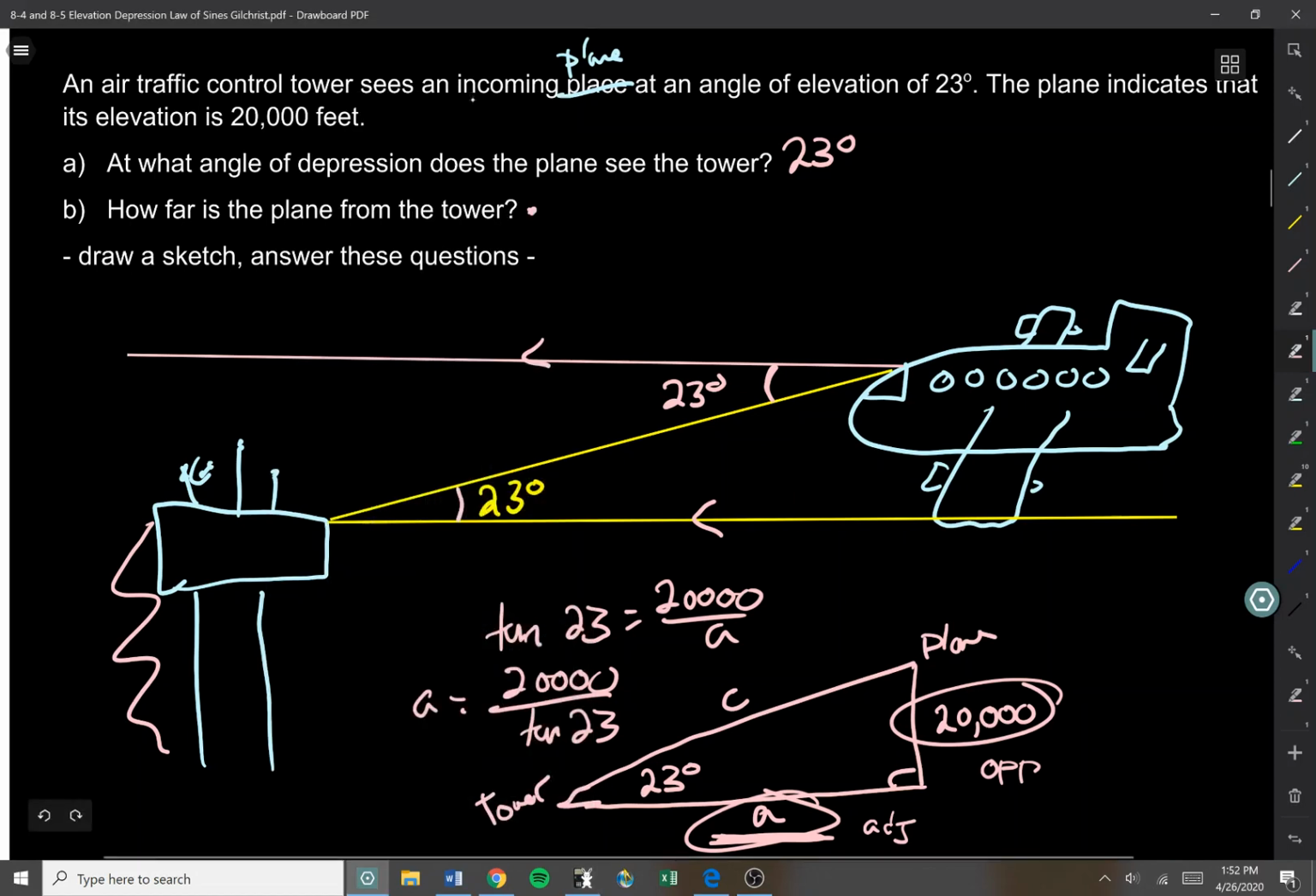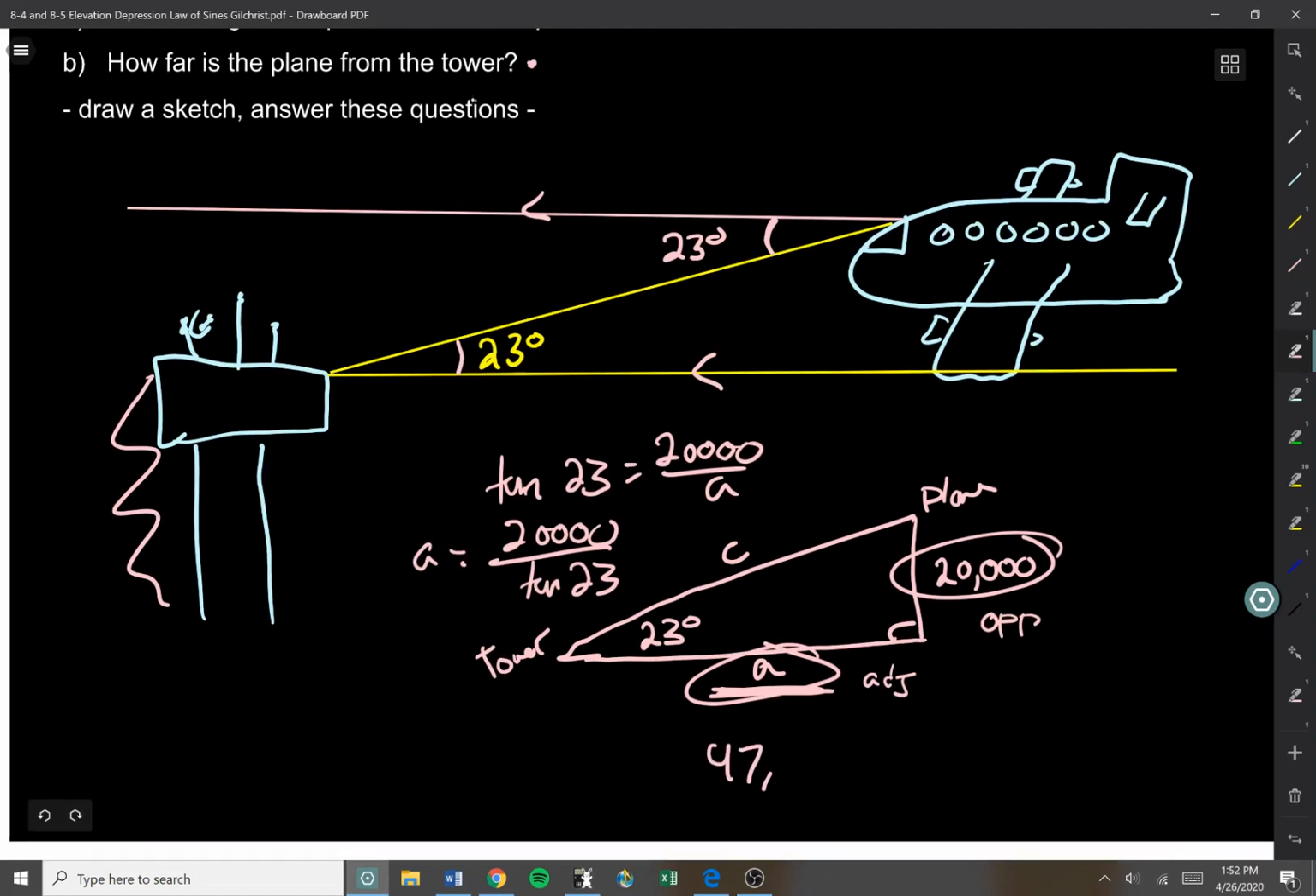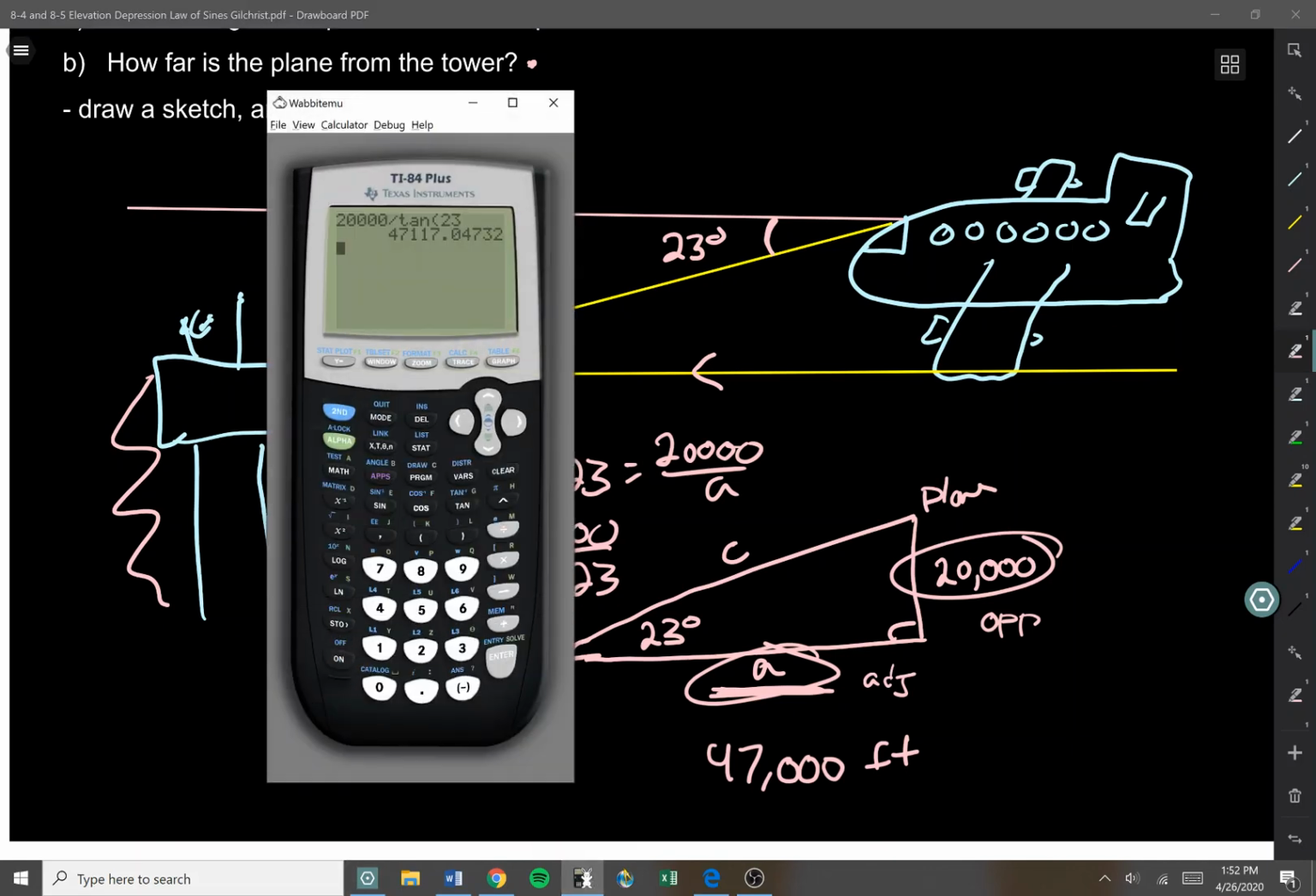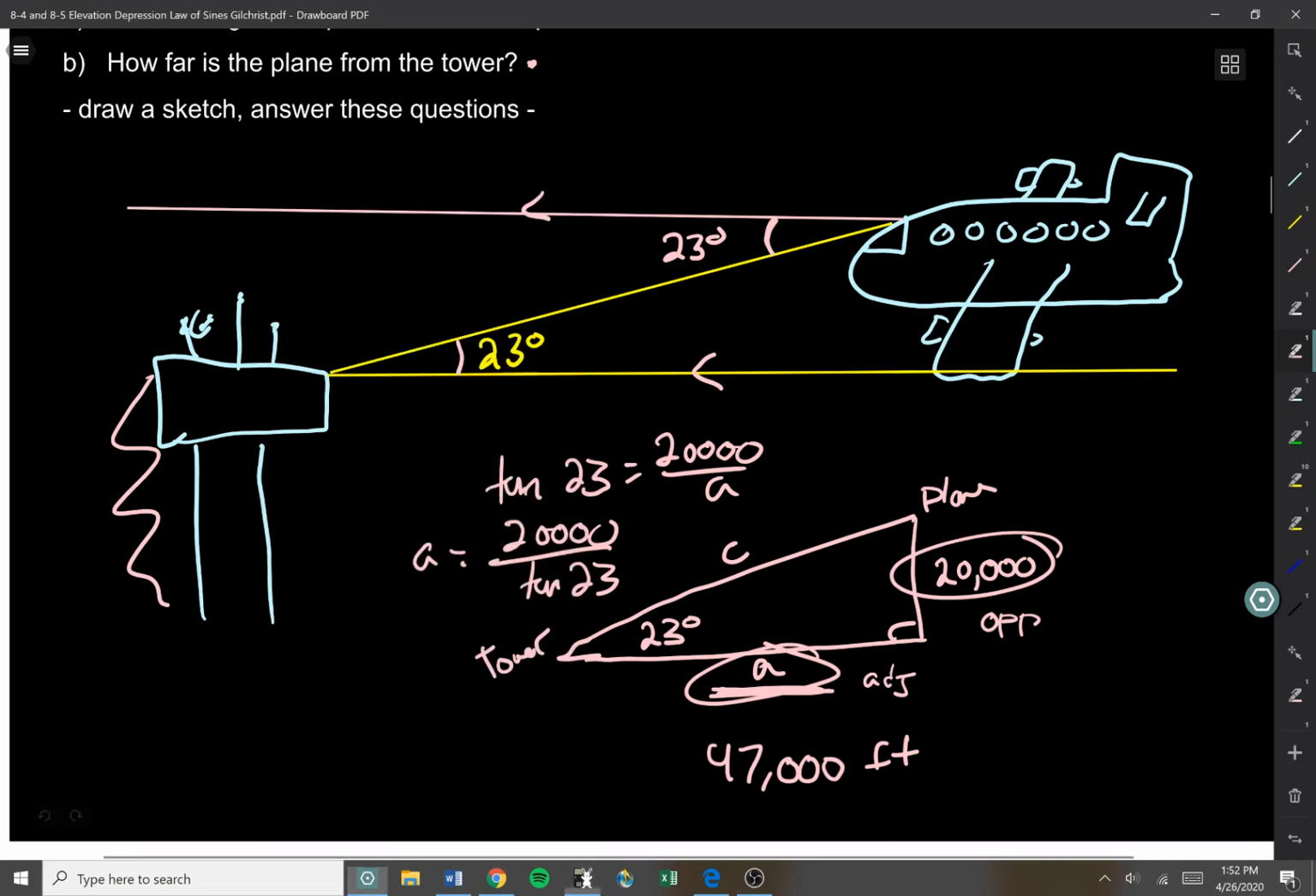$47,000 feet. That's a kind of silly way to represent that, though. So let's divide that by 5,280, because that's how many feet are in a mile. And it's 8.9 miles. So it's going to be there very soon. Planes go really fast. It's like seconds or minutes away.